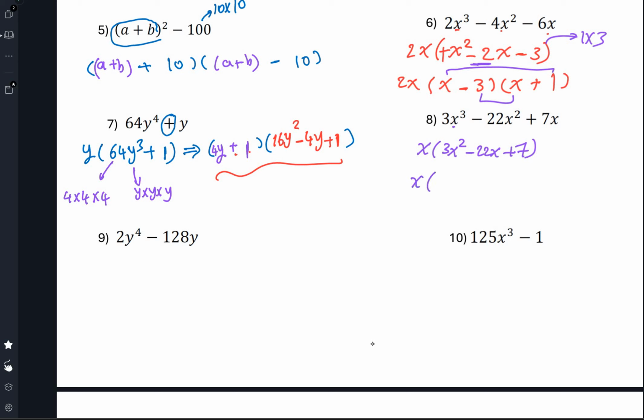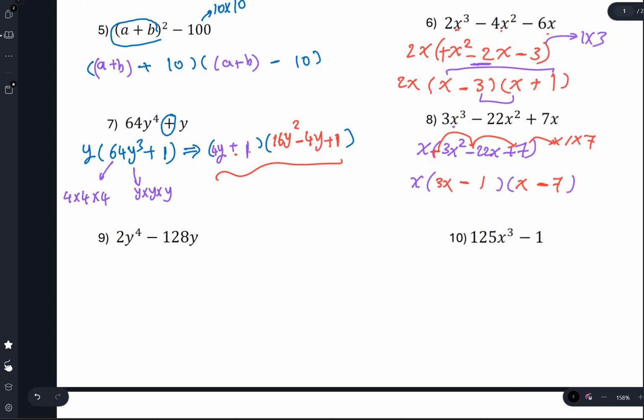This is the bracket. We can say positive times negative equals negative. Negative times positive equals again negative. So for 3, again 3 times 1, we can say 3x by 1x or only x. How about 7? 7, only 1 times 7 equals 7. But I will write 7 on this side and 1 on this side.